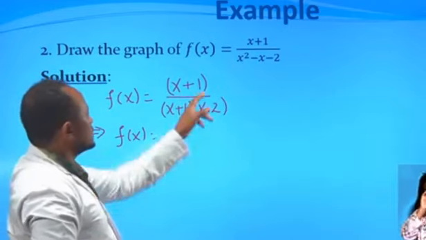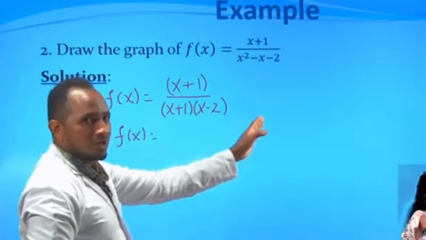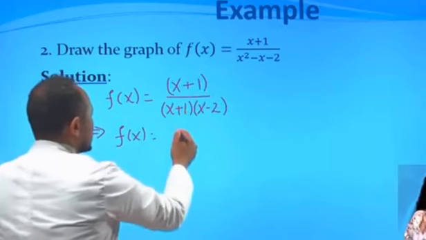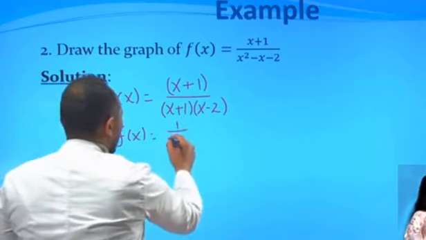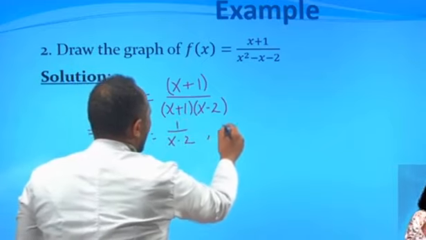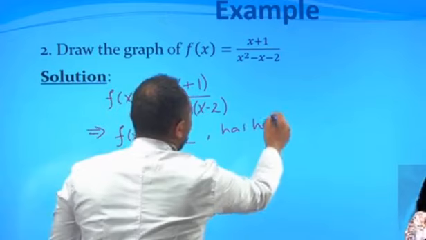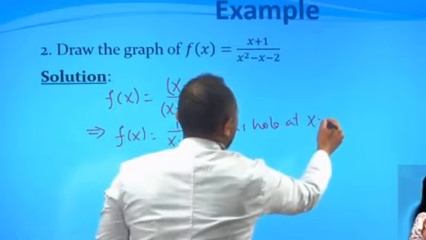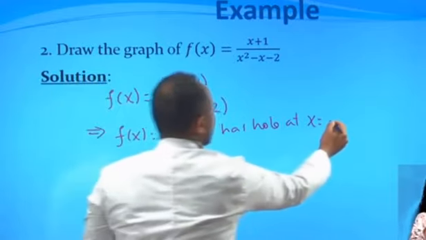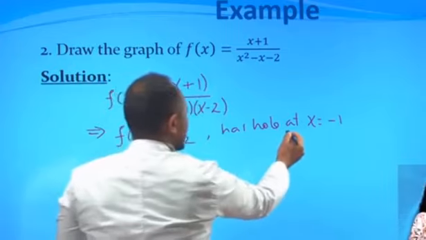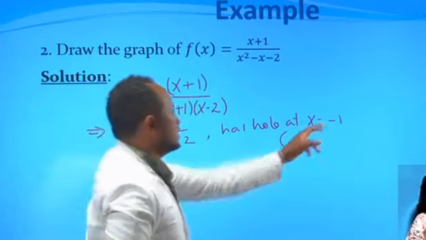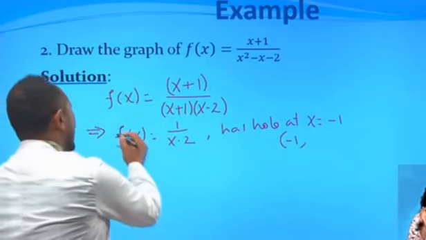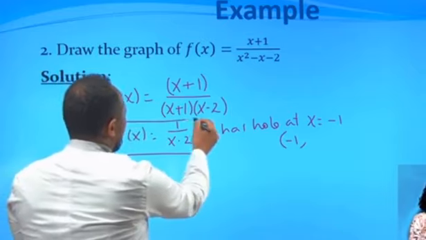Okay. Now, third, x and y intercept. X-intercept: to find the x-intercept, you make the value of y 0. So, to find the x-intercept, make the value of y, the f of x, 0. 0 is equal to 1 over x minus 2. When you cross multiply this, you get that 0 is equal to 1. This shows that it has no x-intercept. It has no x-intercept. Okay. Now, y-intercept.